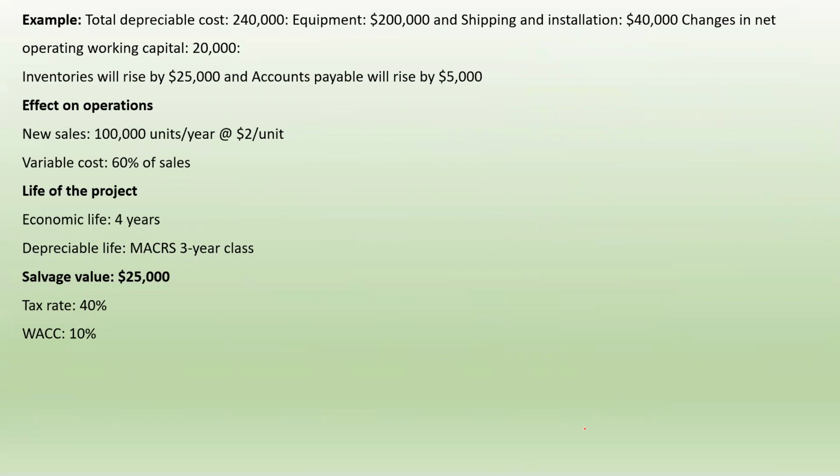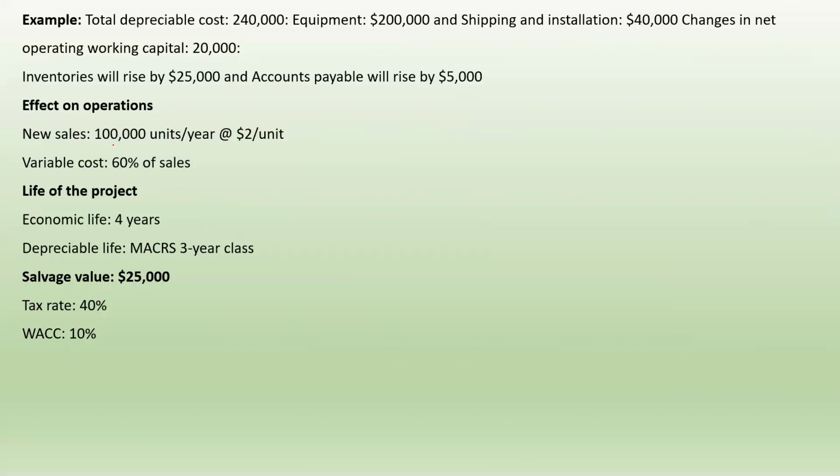The third example: the total depreciable cost is 240,000. Equipment is 200,000, and the shipping and installation is 40,000. Changes in net working capital is 20,000. Inventory will rise by 25,000. Accounts payable will rise by 5,000. This is very similar to our first example.